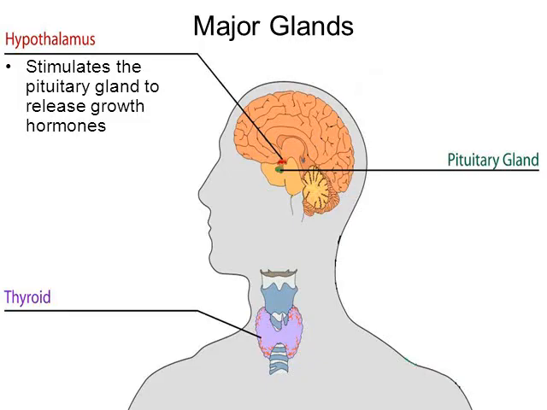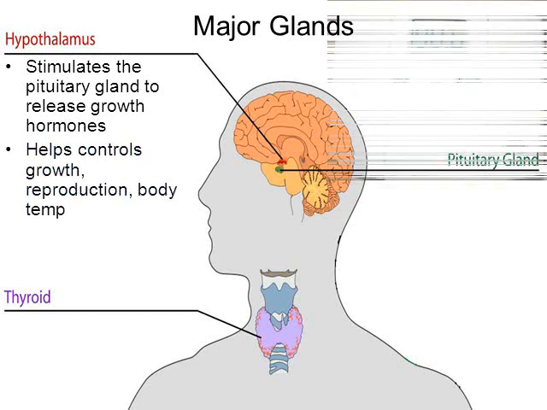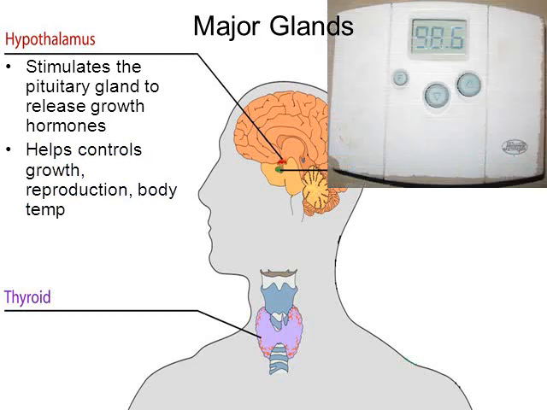So one thing I want you to see is that hormones communicate. One thing I want you to see is that glands communicate with other glands. The hypothalamus communicates with the pituitary gland in this case. Here's another list of things that the hypothalamus helps to control. Hormones of the hypothalamus help to control growth, reproduction, and body temperature.